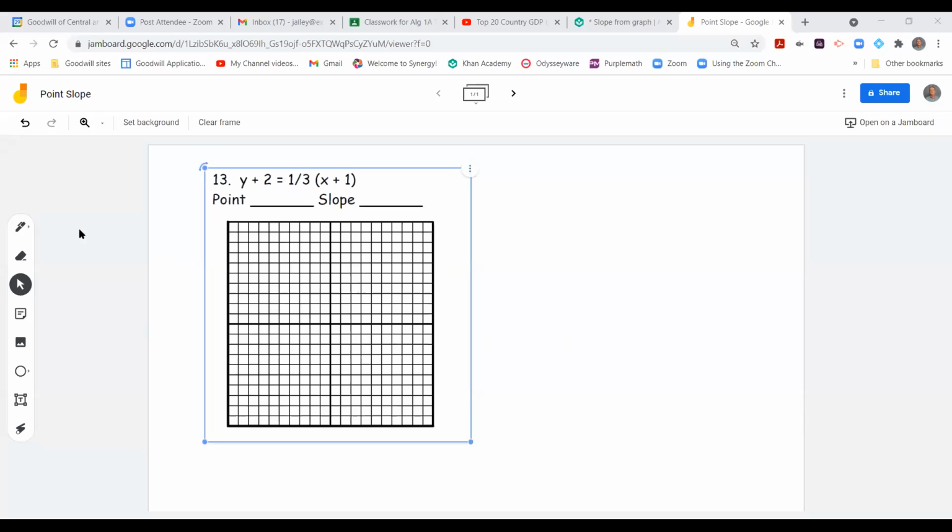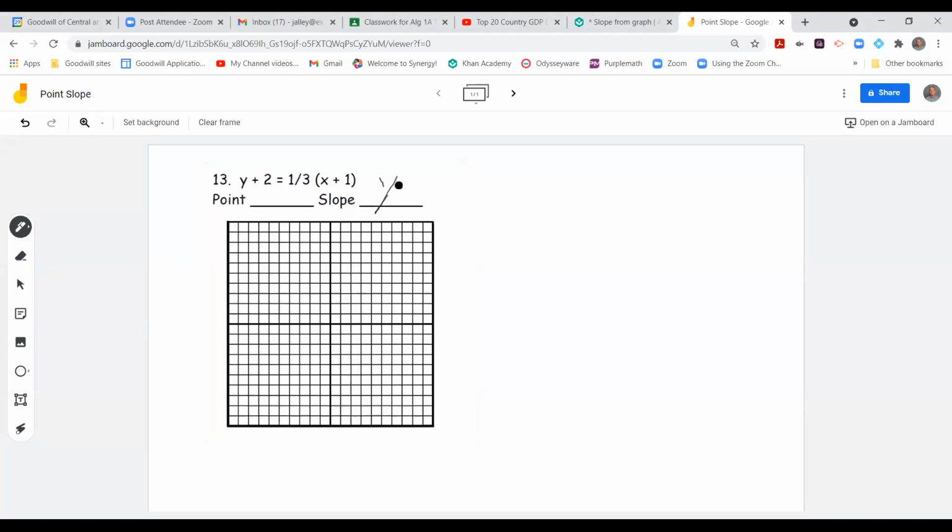For me, the easiest thing is always to identify the slope. Slope is 1/3. The point, let's see, the x value over here with the sign would be different, and so that x would be -1. Same thing here. For the y value, the sign would have been different, so that would have been -2.